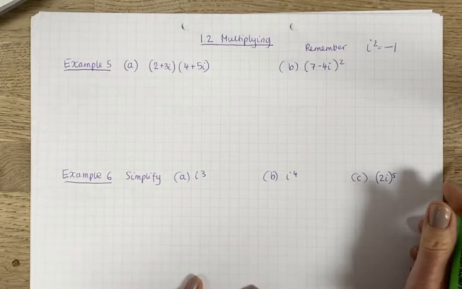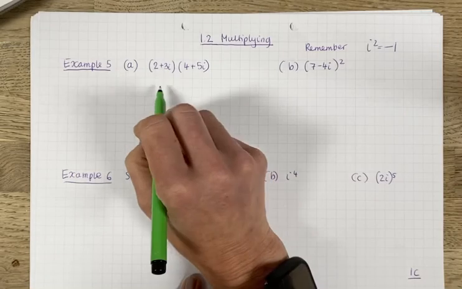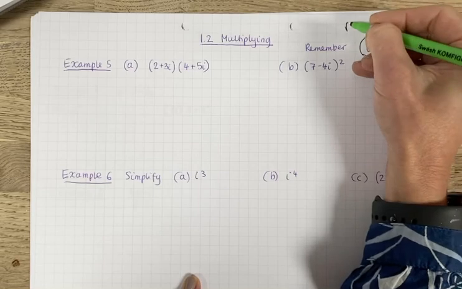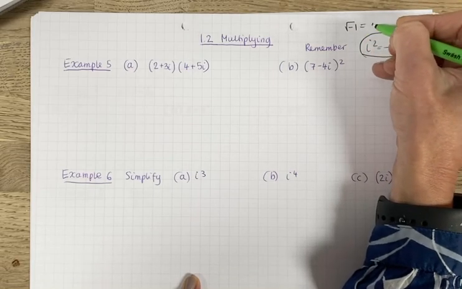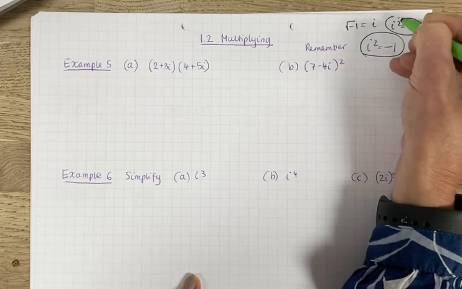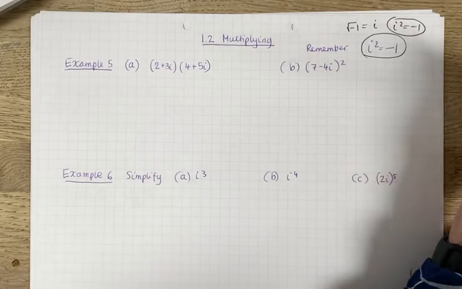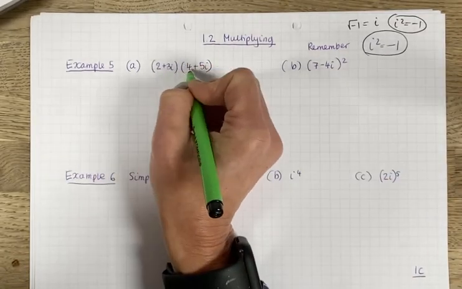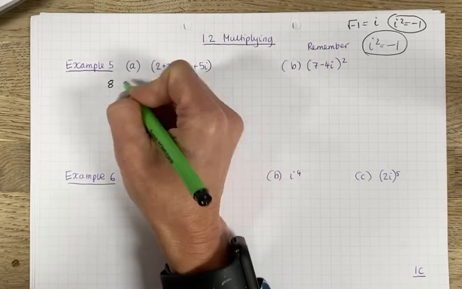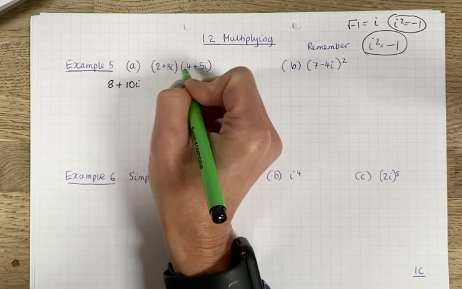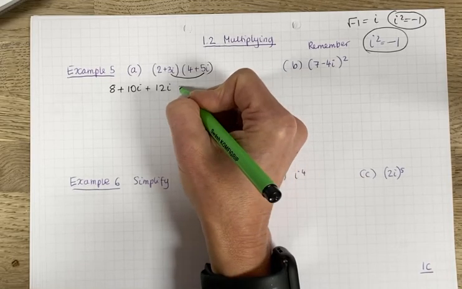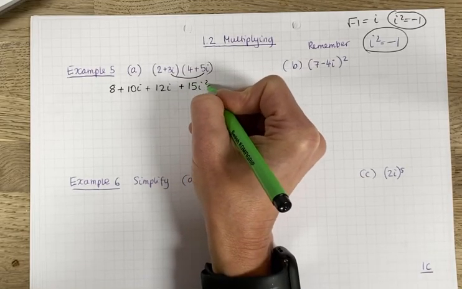Multiplying two complex numbers is very, very simple as well, very intuitive. You just need to remember that if square root of minus 1 is equal to i, then i squared must be equal to minus 1. It's worth remembering the two guises of this identity. Let's multiply it out. So you get 2 times 4, which is 8, 2 times 5, which is 10i, 3i times 4, which is 12i, and then you've got 3 times 5i squared, which is 15i squared.